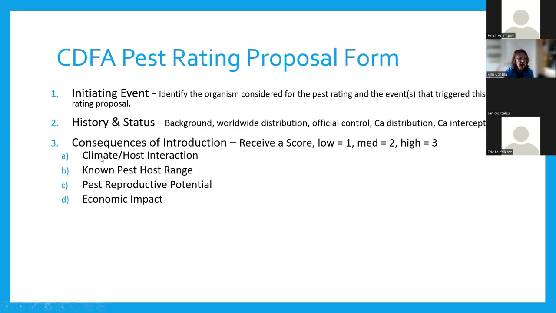Evaluate the economic impact, and there's different sections that are underneath here. Could it lower the crop yield? Does it trigger loss of markets? That sort of thing, and that receives a score as well. And then the environmental impact.